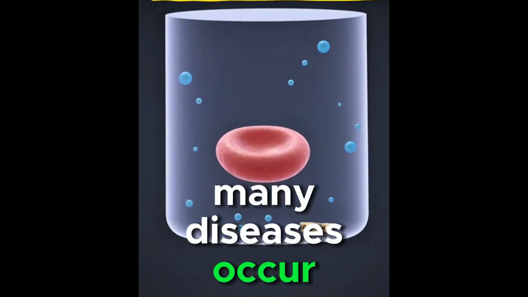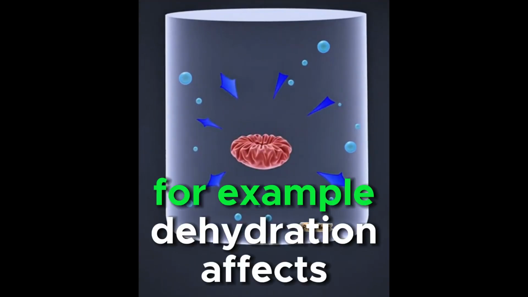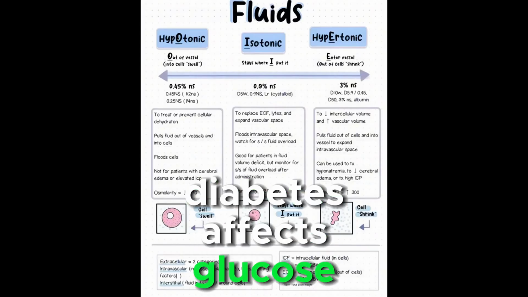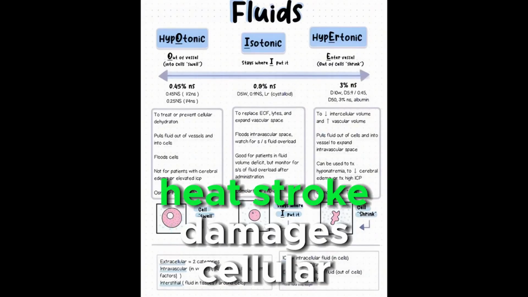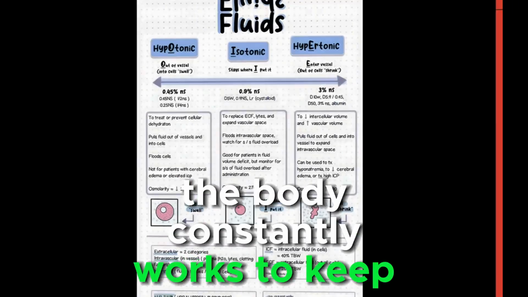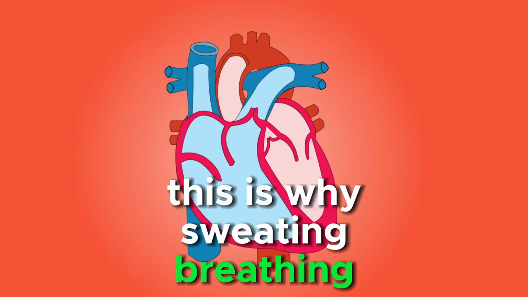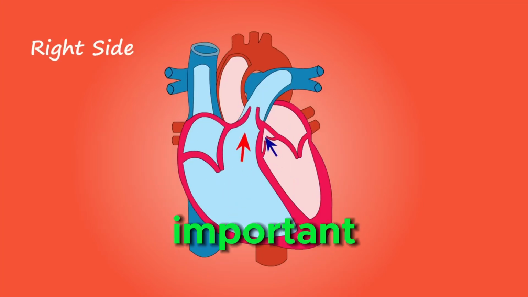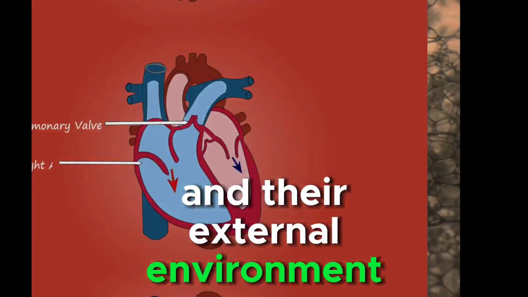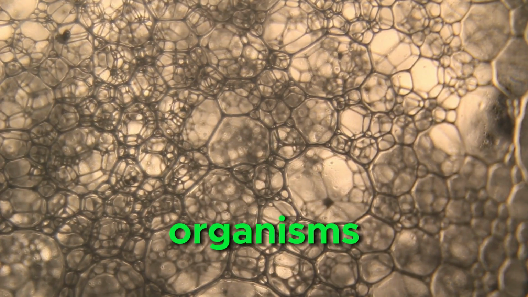Many diseases occur because cells cannot maintain balance. For example, dehydration affects water balance, diabetes affects glucose regulation, heatstroke damages cellular proteins. The body constantly works to keep cellular environments stable. This is why sweating, breathing, and circulation are so important. They help protect cells. Cells and their external environments are also influenced by the larger environment around organisms.